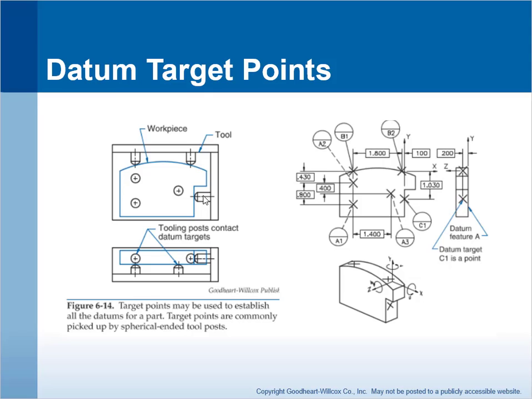So this was a good example of the 3-2-1 rule, and a good example of how we use datum simulators, in this case tooling posts, and also a good example of how these datum targets are applied to a drawing. And again, they have specific locations, and those specific locations are picked up by the tool designer who designs this simulator.